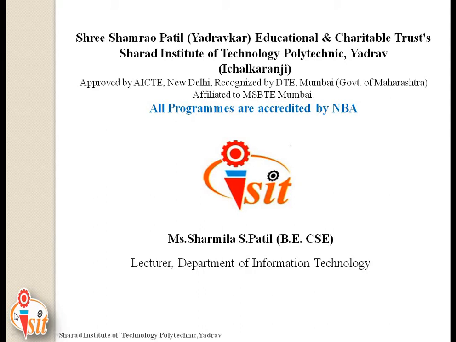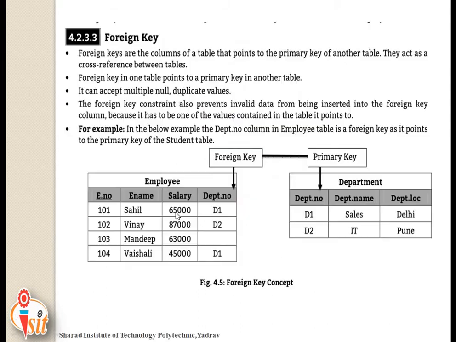Now we will continue with the foreign key. Let's start foreign key. What is foreign key? You all are aware about foreign key. Foreign keys are the columns of the table that point to the primary key of another table. They act as a cross-reference between the tables. Foreign key is one table pointing to the primary key in another table. Remember this sentence: foreign key is one table points to the primary key of another table.